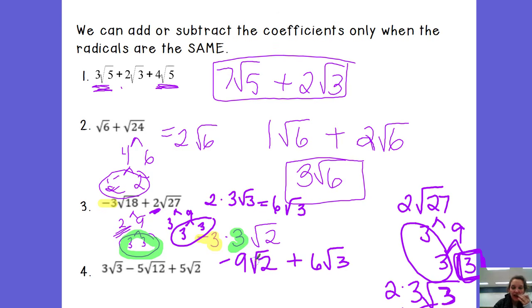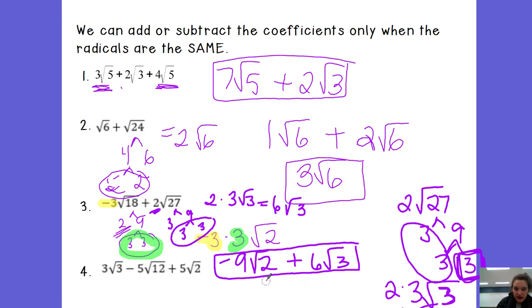So I have negative 9 root 2 from over here, and then plus 6 root 3. Even though I simplified those and I can't simplify them any further, they have different numbers underneath the radical. I can't combine them. I can't add those together because they don't have the same number underneath the radical. So this is my final answer: negative 9 root 2 plus 6 root 3. I can't combine those. I can't simplify it any further. That's all I can do.